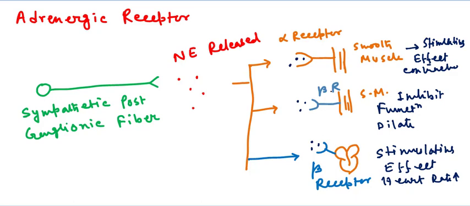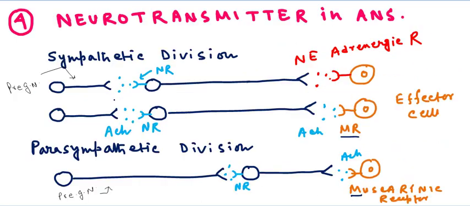Then you can see that when the norepinephrine binds with the beta receptor of the smooth muscles, this shows the inhibitory effect. But when this binds with the beta receptor of the cardiac muscle cells, this shows the excitatory effect, or the stimulatory effect. Okay, now let me summarize the total process.